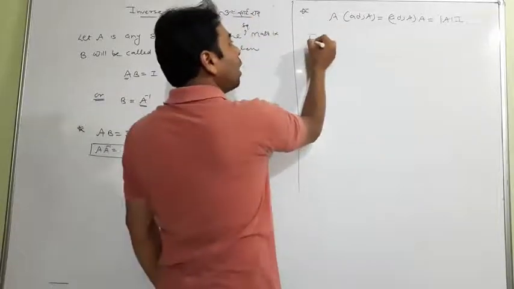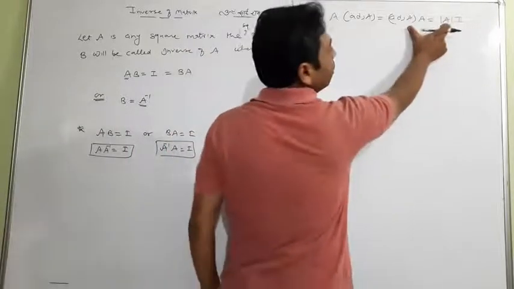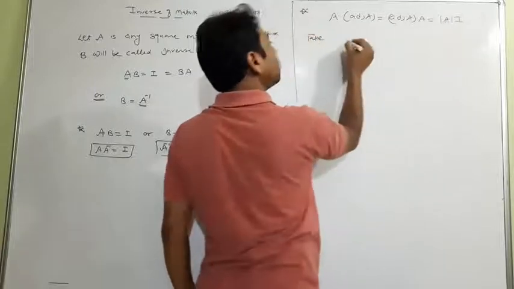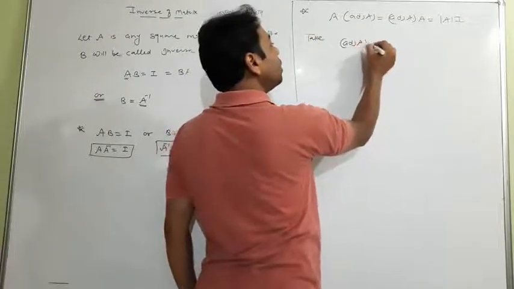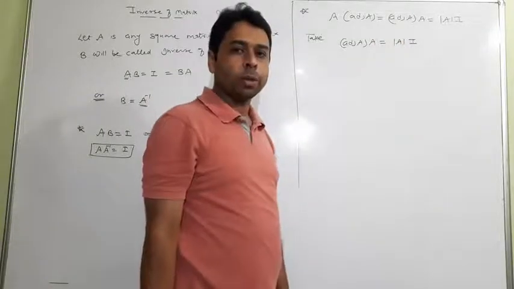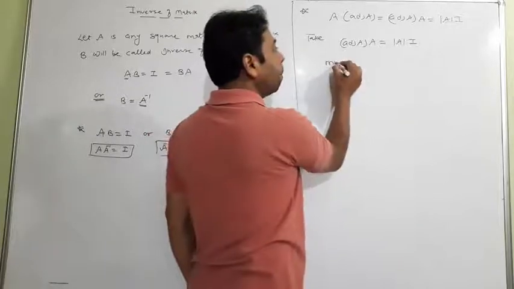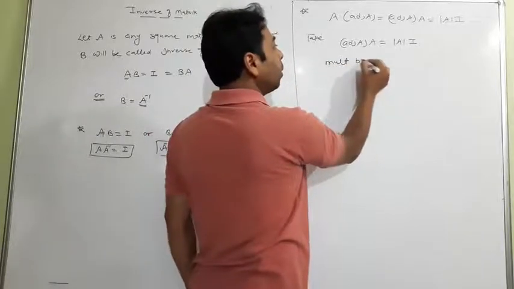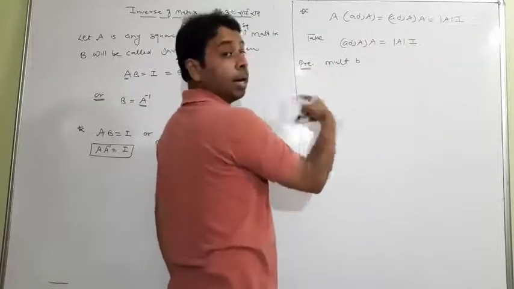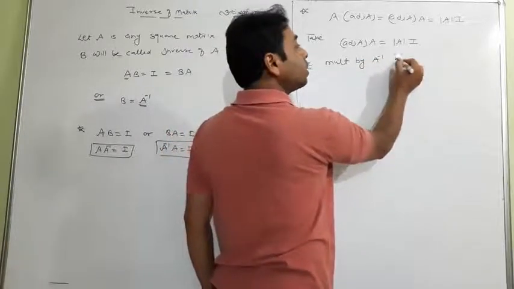I want to take, according to convenience, these two sections. You also can take these two, but it should be present. So initially I am taking adjoint A into A is equal to determinant A into I. I took this one. Now look at what I am going to tell you properly. Pre-multiplication, meaning, let me write completely: pre-multiply by A inverse both sides.